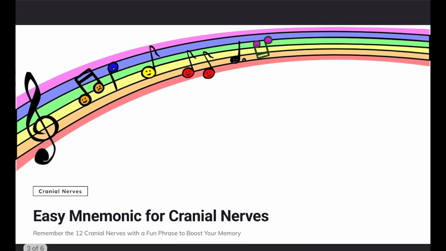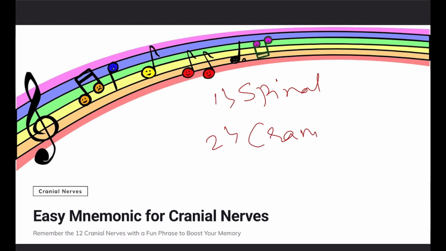As we know students, there are two types of nerves. One is spinal and the second one is cranial nerve. So we have 31 pairs of spinal nerves and 12 pairs of cranial nerves.